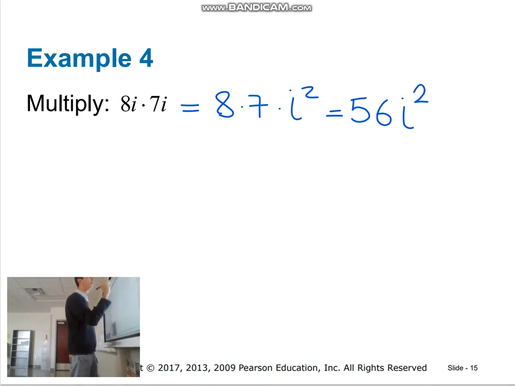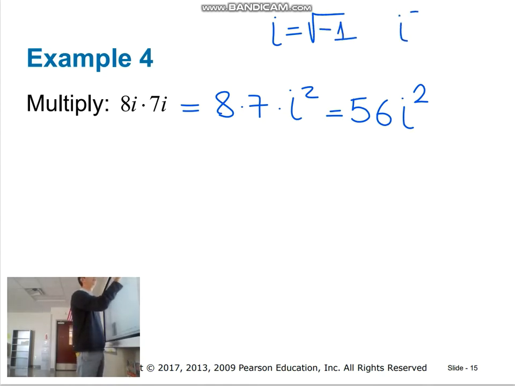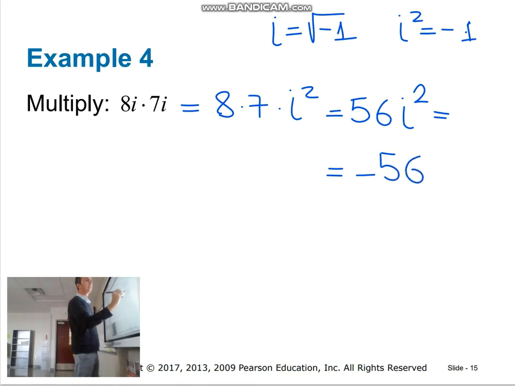No, because you have to simplify i squared. What is i squared? If i equals the square root of -1, just to remind you, i squared equals -1. So the answer that we're looking for equals -56, because i squared equals negative 1. That's the answer, negative 56.